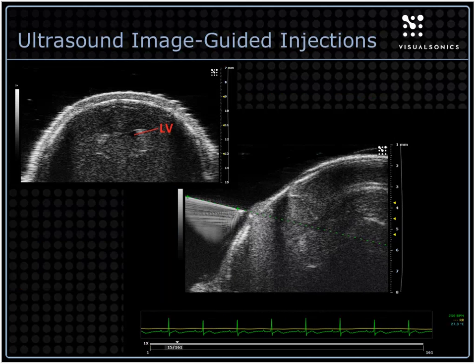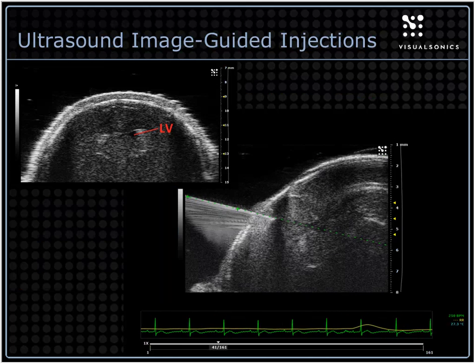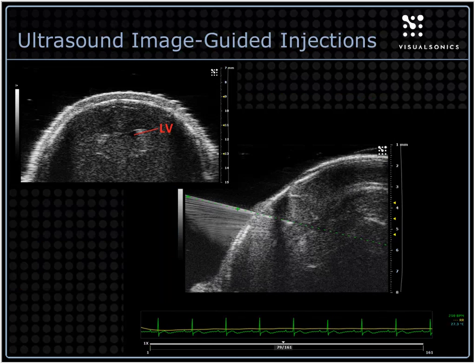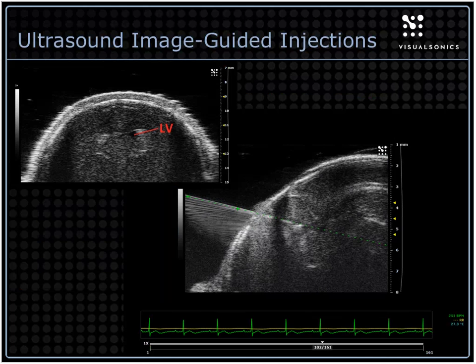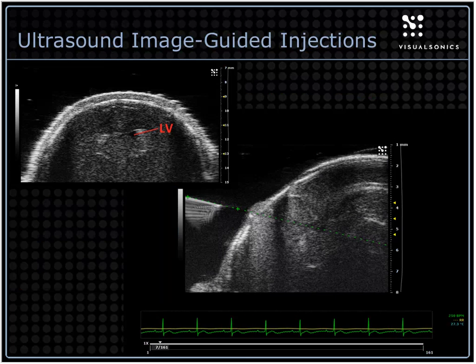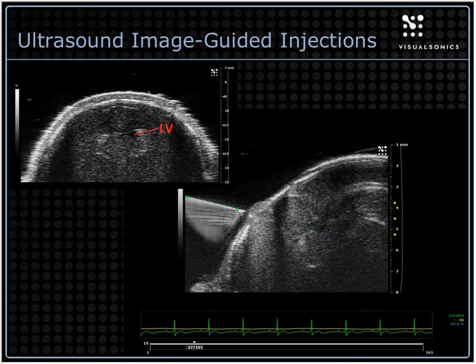Now this is real time. This is a real video. What we're seeing here is a neonatal rat, a postnatal day 2 or day 3 rat, where we can see completely non-invasively, right through the skin and the skull, into the brain of the rat. We can actually see the lateral ventricle here.